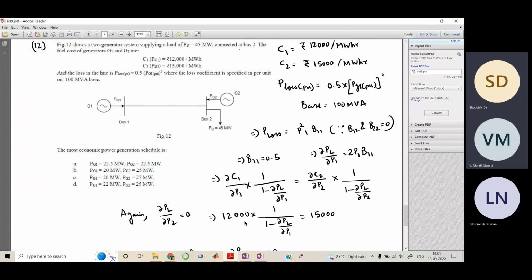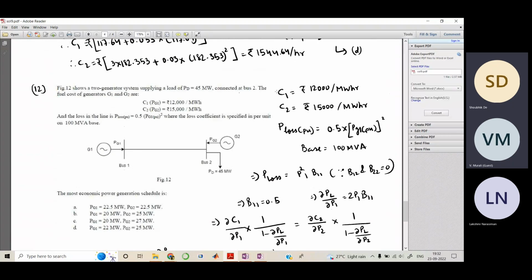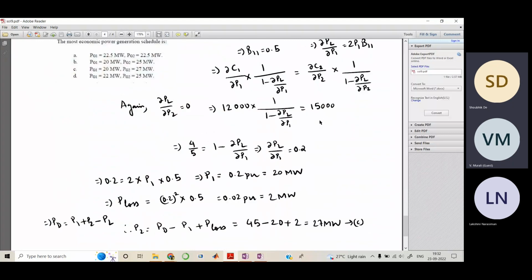Okay, so we know this. So 1200 and 1500 rupees per megawatt. Okay, so I have written this wrong here. So this would be del C1 del P1 and del C2 del P2, right? Because this is in rupees per megawatt hour. So I'll make this correction before uploading this file.